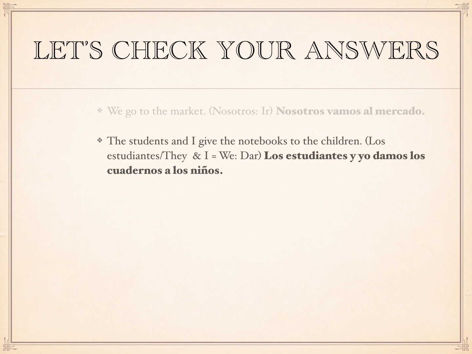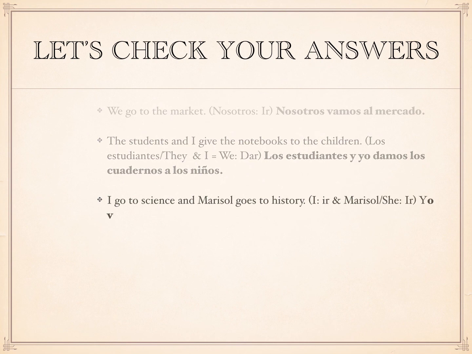The next sentence. I go to science and Marisol goes to history. Well, I am doing the first action of going to science. Yo voy a ciencia. But Marisol is doing the second action, and we don't classify in the same boxes. So, Marisol, she, is doing the action, and it's also the action of going. So, Marisol va a historia. So, put it all together. Yo voy a ciencia y Marisol va a historia.